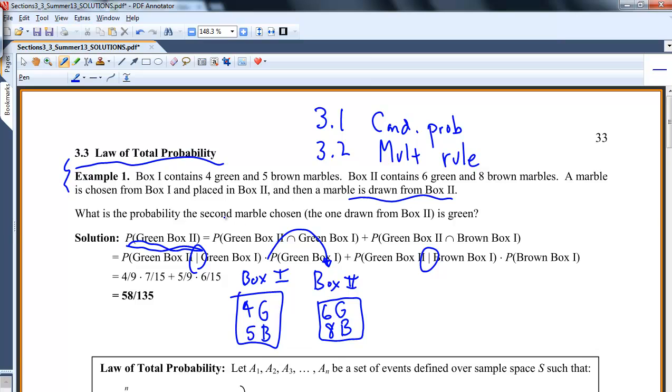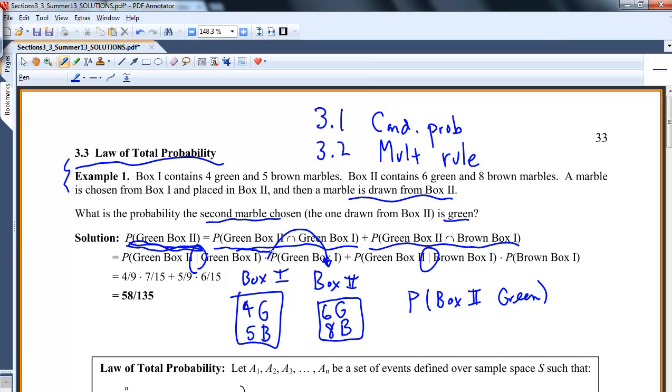And I want to know what's the probability that the second marble chosen, the one that's drawn out of box 2, is green. So I want to find the probability that from box 2, I pull a green marble. I don't need to write this all out because I put up the solution. So the probability green comes from box 2 is: green from box 2 and green from box 1, or, and notice I can add these because they're mutually exclusive, green from box 2 and brown from box 1.